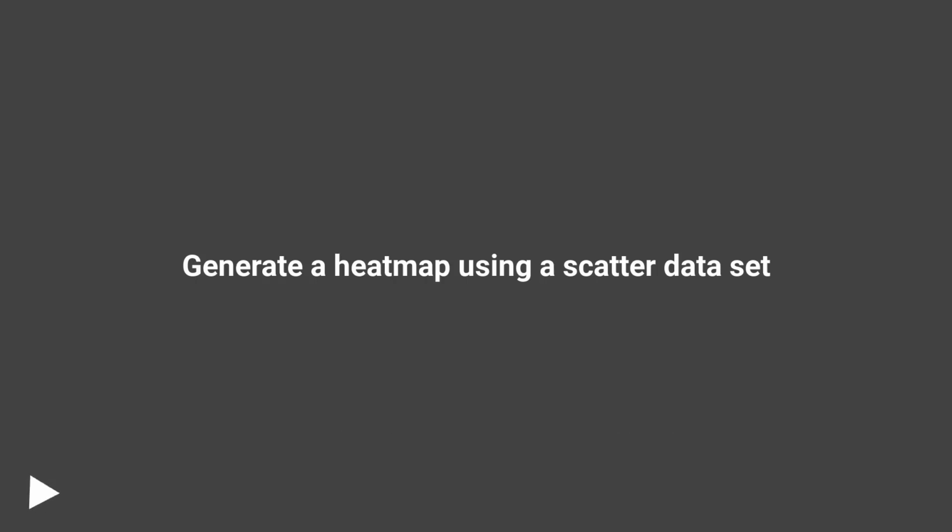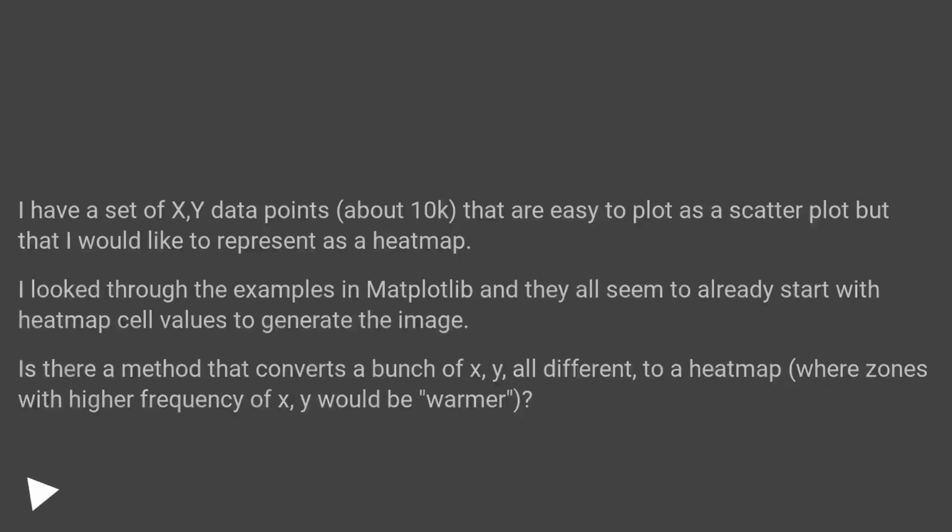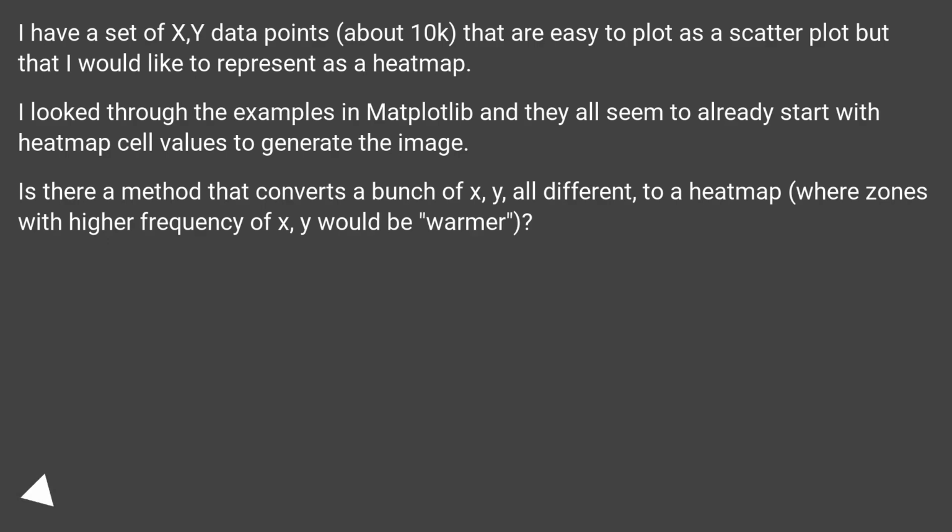Generate a heat map using a scattered dataset. I have a set of X, Y data points, about 10K, that are easy to plot as a scatter plot but that I would like to represent as a heat map.